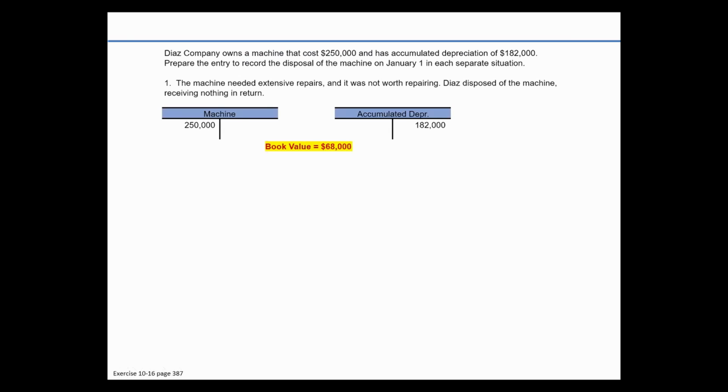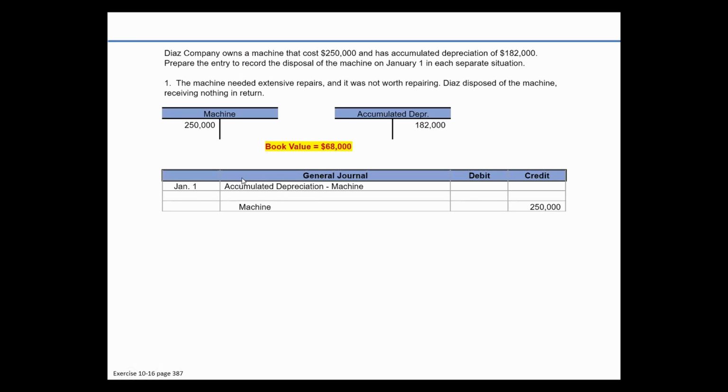Disposal of an asset. Dia's company owns a machine that costs 250,000 and has accumulated depreciation of 182,000. Prepare the entry to record a disposal of the machine on January the 1st in each separate situation. So first, the machine needed extensive repairs and it was not worth repairing. So Dia's disposed of the machine, receiving nothing in return. So you have accumulated depreciation on the machine, debit 182,000, because it was a credit here. So in order to make that 0, we will debit. And then the loss on disposal of the machine is 68,000, because that is the difference between the cost of the machine and how much had been depreciated so far. So the loss on disposal is 68,000 because that's the current book value of the machine.